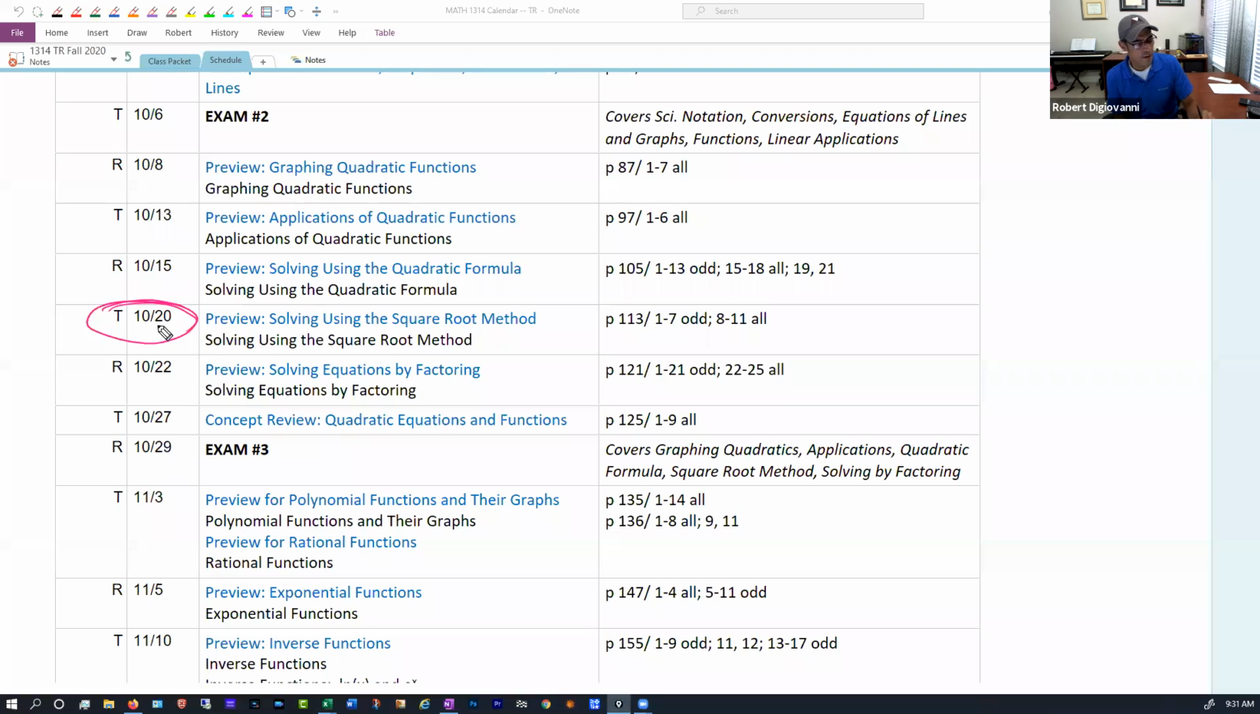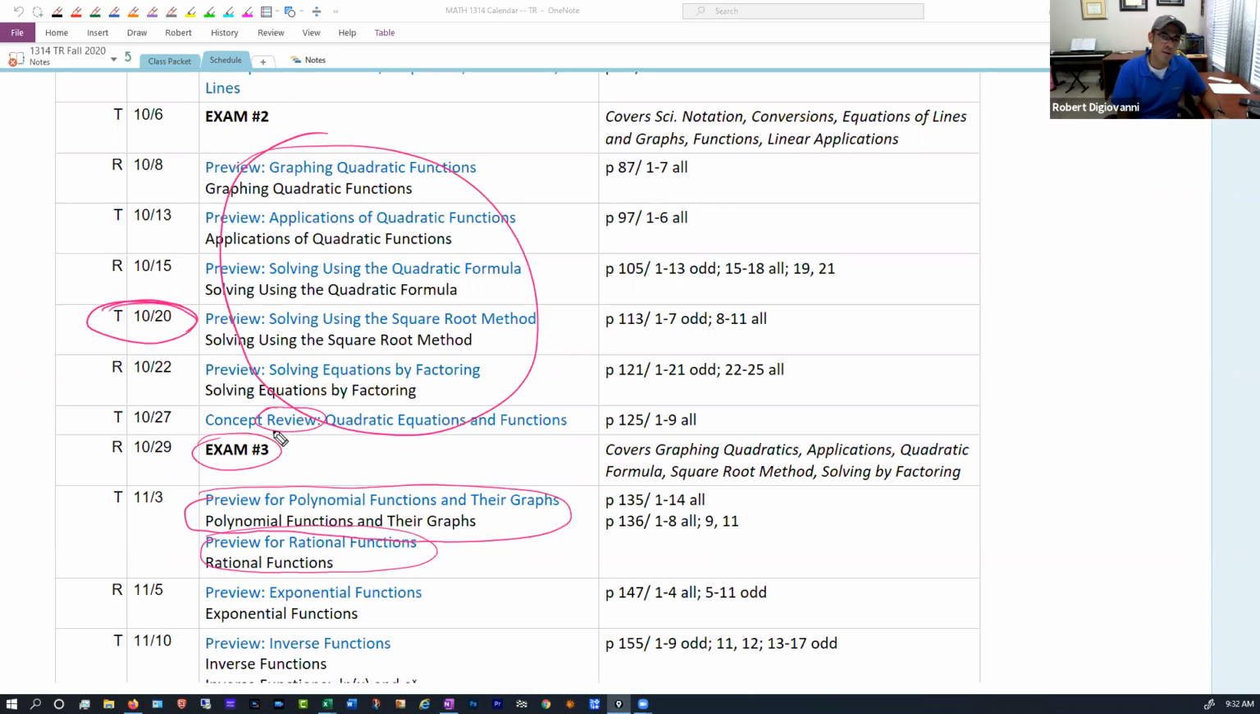So we are here on our schedule. We're on the 20th here, and we've already covered all of this. I talked last time about possibly going back up and doing our conversions, but I've had a change of heart on that. I'd like to try and get polynomial functions and their graphs done today. Then on Thursday, we'll try and do rational functions. Next Tuesday, we will do a review. And then we'll have our exam next Thursday.